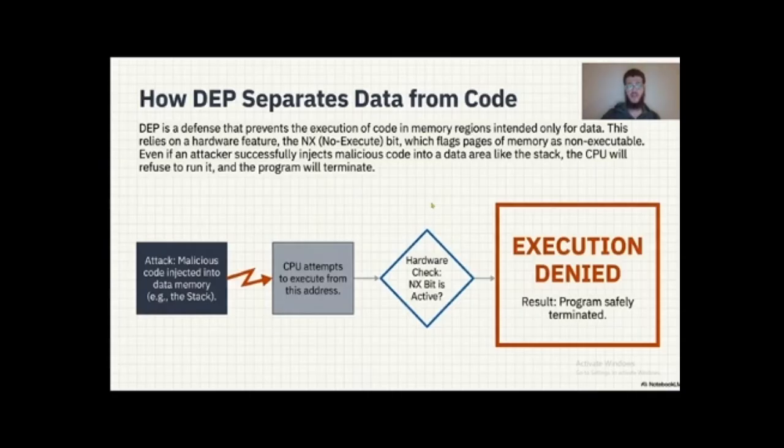DEP is a defense that prevents the execution of code in memory regions intended only for data storage. It relies on a hardware feature called the NX bit, the no-execute bit, which marks pages of memory as non-executable.